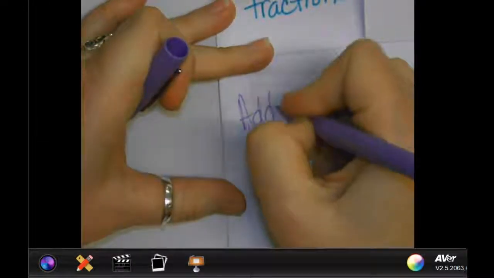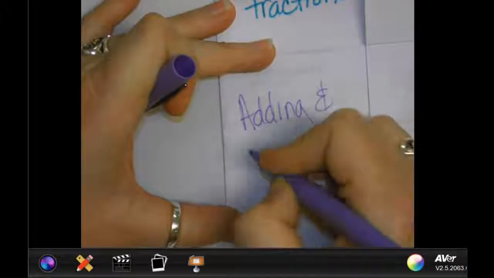Adding and subtracting. That is what's in there, right? Yeah.